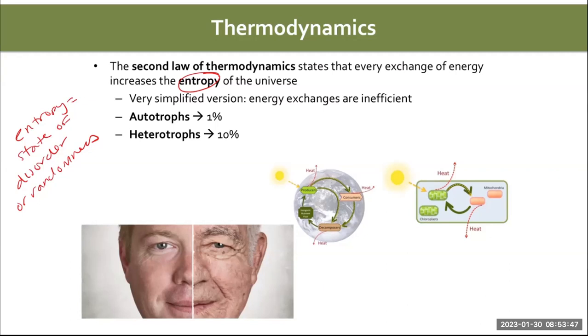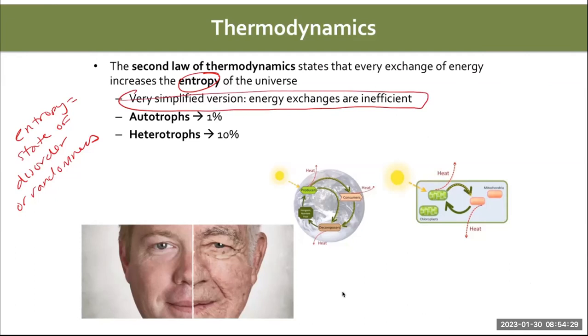So you might be wondering why I have a photo of an old man here. You know, aging is an example of an increasing state of disorderness, increasing entropy, right? And from the day we're born, right, our systems are essentially slowly breaking down, but we invest energy to fight that breakdown, to prevent that kind of descending into a state of disorder or randomness, okay? So the simplified version of all of this is that energy exchanges are very inefficient.